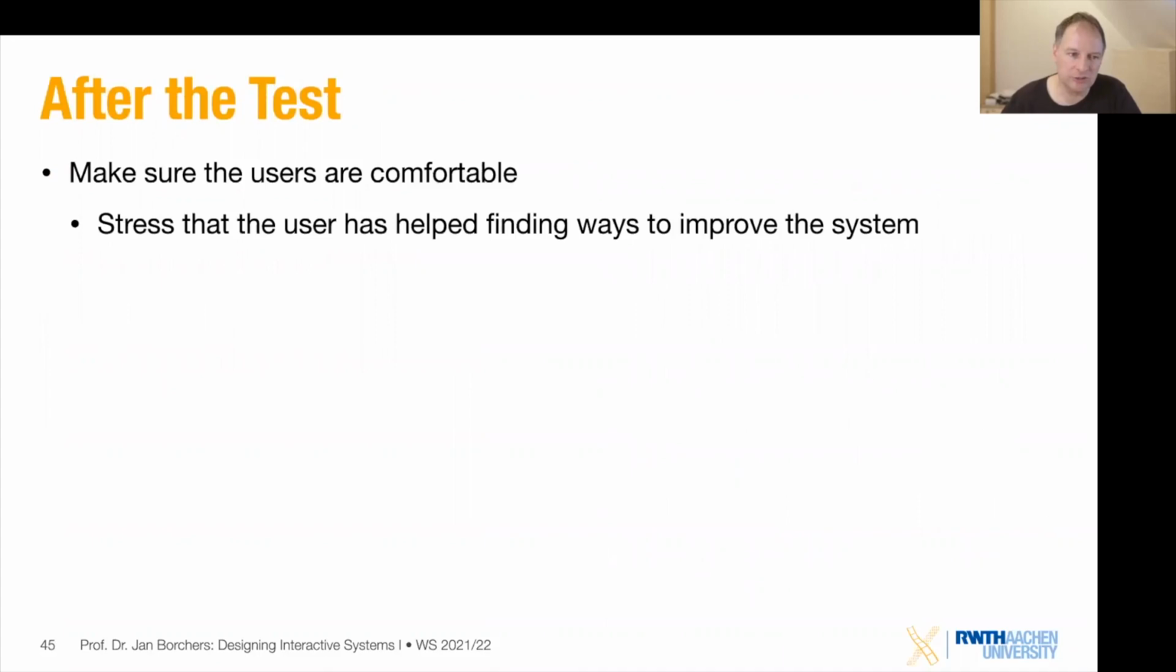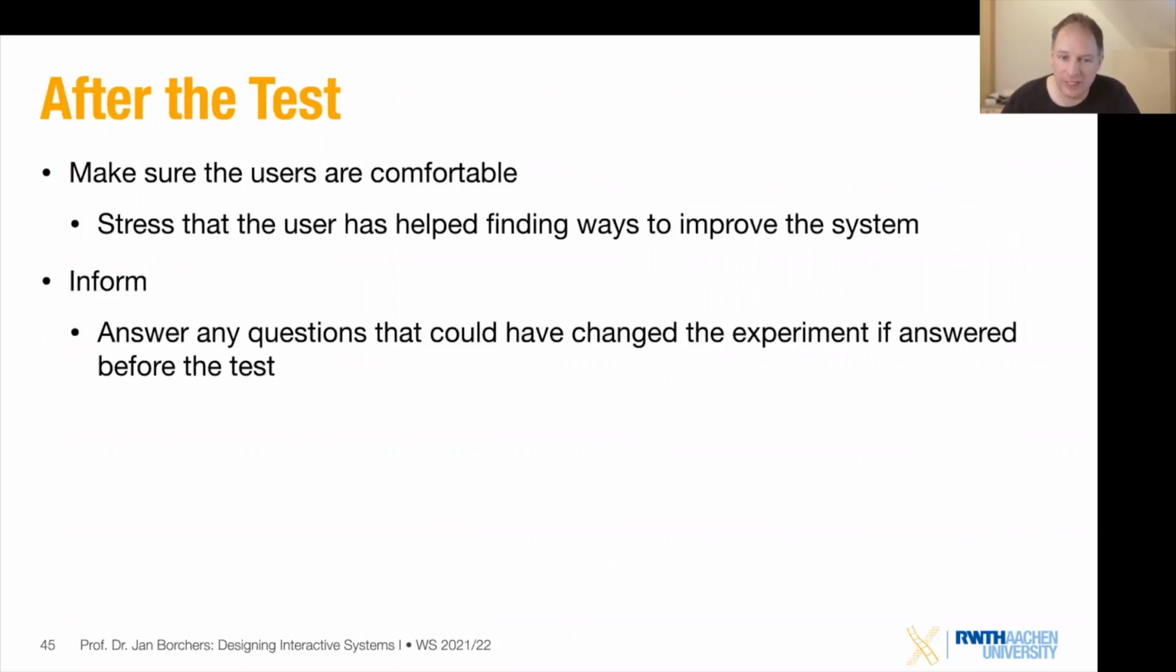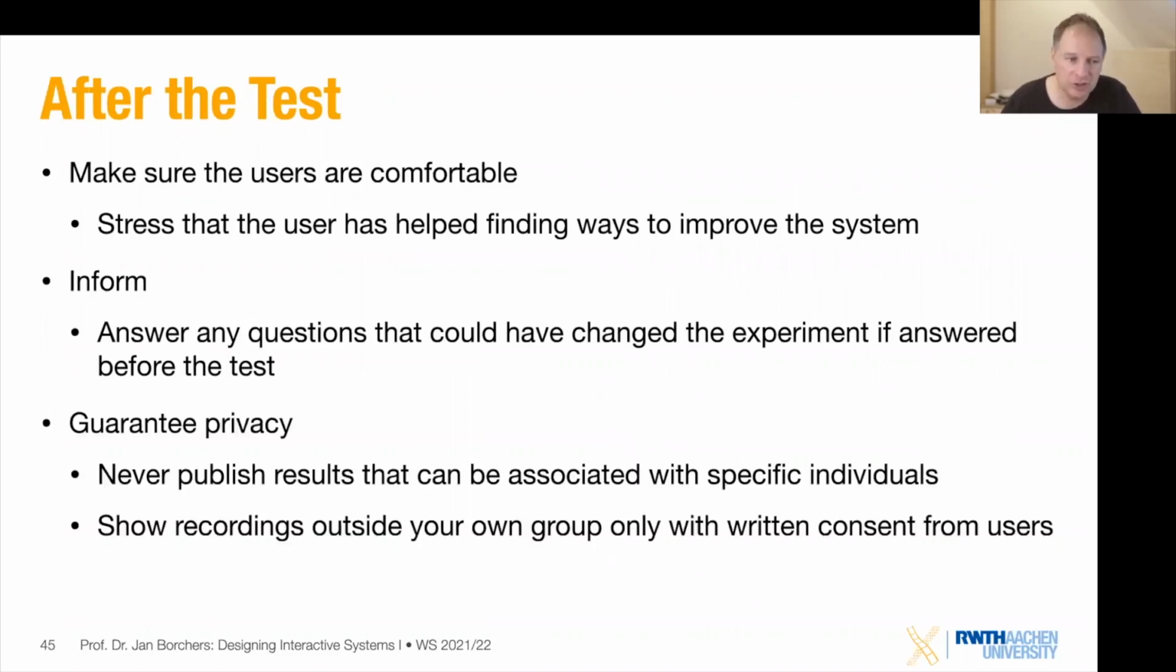And after the test, it's similar. Still make sure people are comfortable. So repeat to them that they helped you find ways to improve the system. Inform them. Now you can answer any questions that they might have had that would have changed the experiment if you'd answered them before the test, and continue to guarantee privacy. You don't publish results that can be associated with specific individuals. And outside your own group, you would show any video recordings, for example, only with written consent from your users.